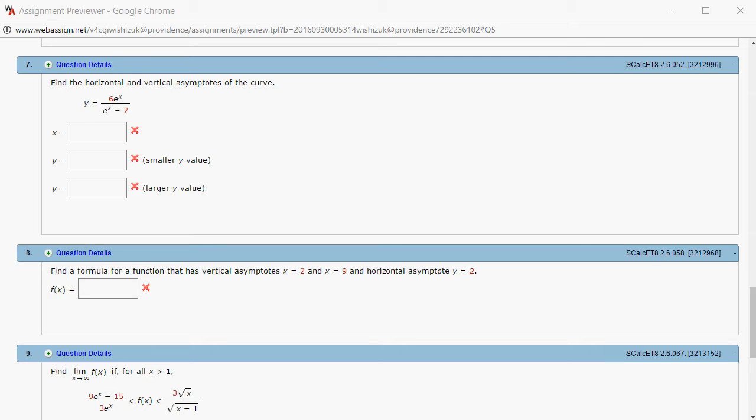Alright, let's look at homework 2.6, problem number 7. Let's find the horizontal and the vertical asymptotes of this equation here: y equals 6e^x over e^x minus 7.